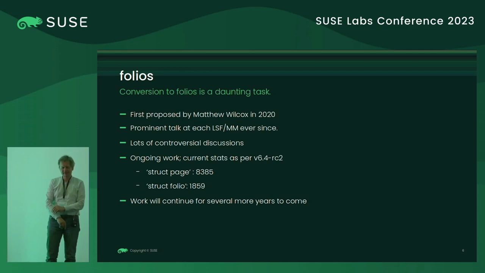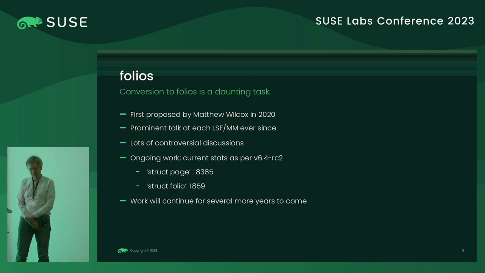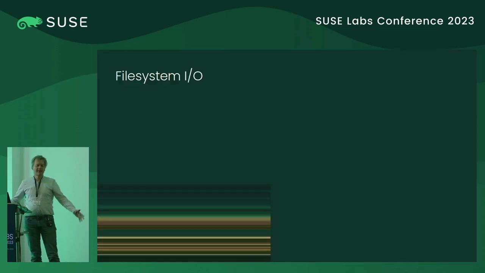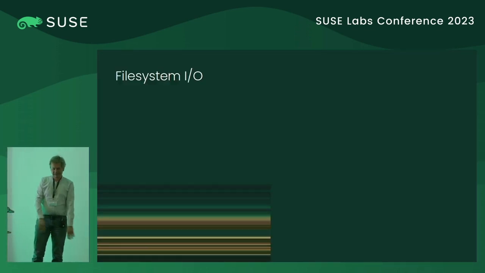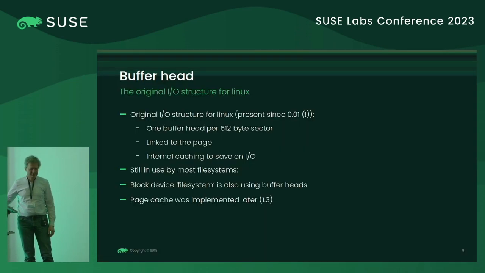I just did a quick stat there. With the most recent kernel, we have about 8,300 references to struct page, but only 1,800 references to struct folio. So, as you can see, there's still some work to be done, and by the rate it's going, it will take us several more years before we finally have converted everything. So, that's the folio thing. But we are actually not that interested in folios. We are more interested in the I/O which we could do on folios. So what we really have to look at is how that reflects on the file systems.